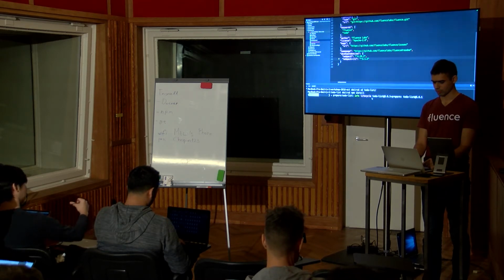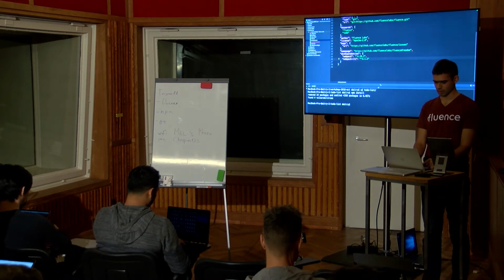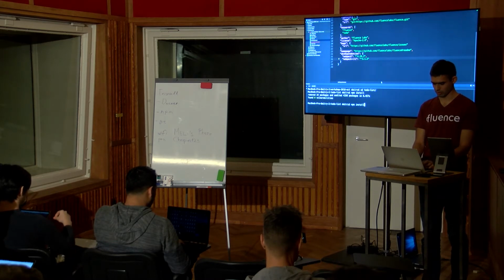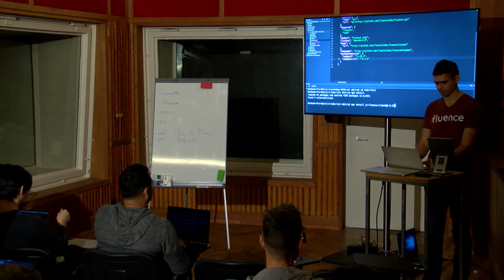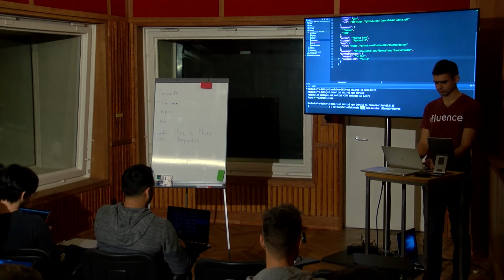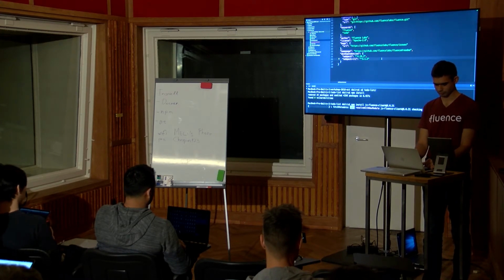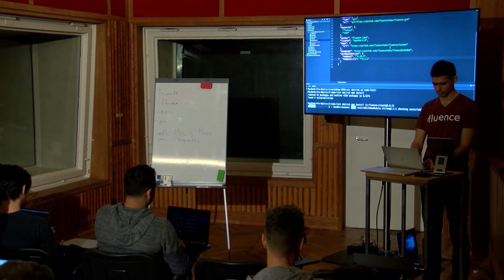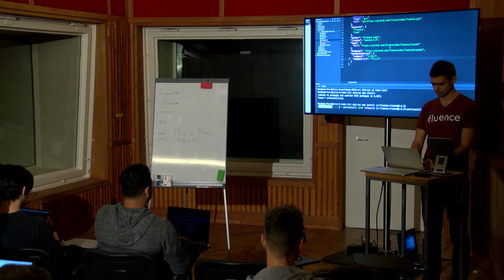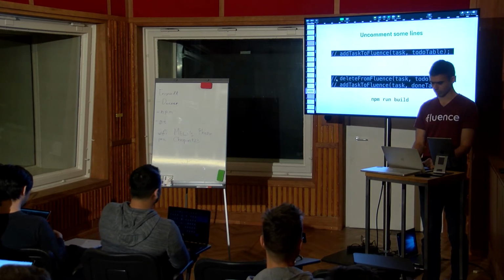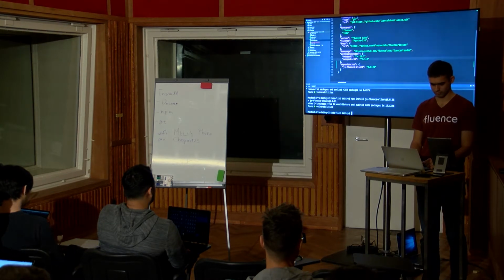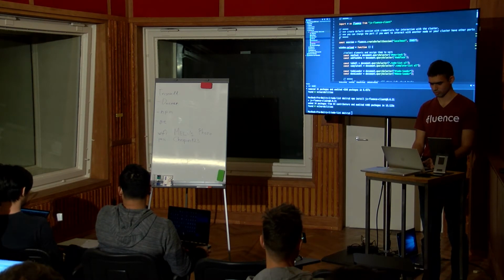And then you want to npm install JS Fluence client, and the current version is 0.0.21. So let's install it. So we have installed it. And now we need to uncomment some lines in the index.js file. So let's open index.js here. Scroll to top.